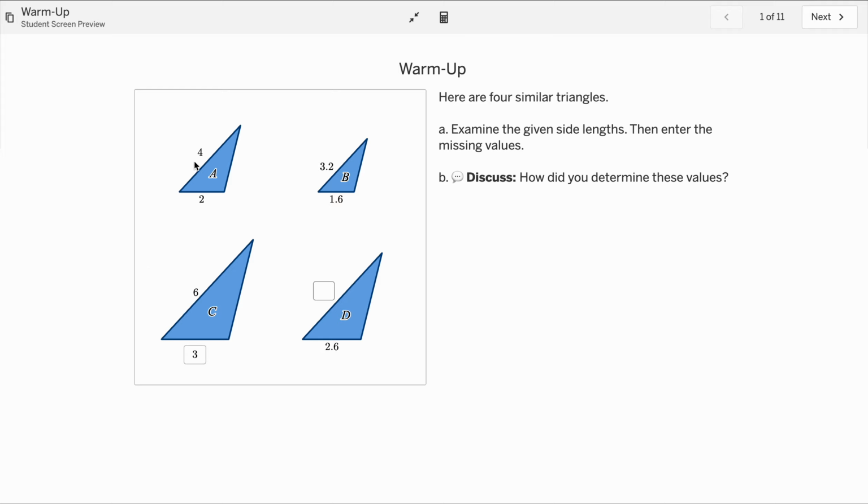The other thing that I can notice is that in triangle A, I know that 2 is half of 4. And when triangles are similar, they're going to stay proportional. So if this is half of 4, or this is half of this line, I know that this is going to be half of this line. So then the same thing here, I notice this is half of this. So this is going to be half of this. So 2.6 times 2 is 5.2. And that's how I find that answer.